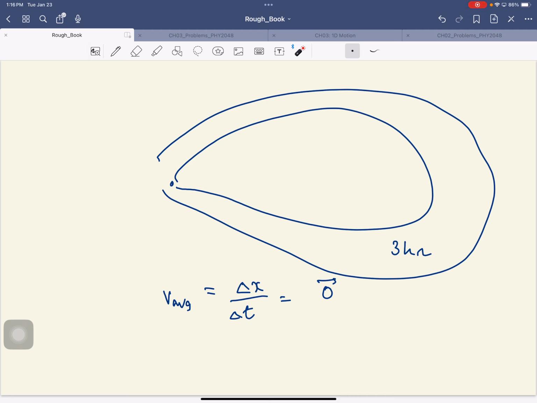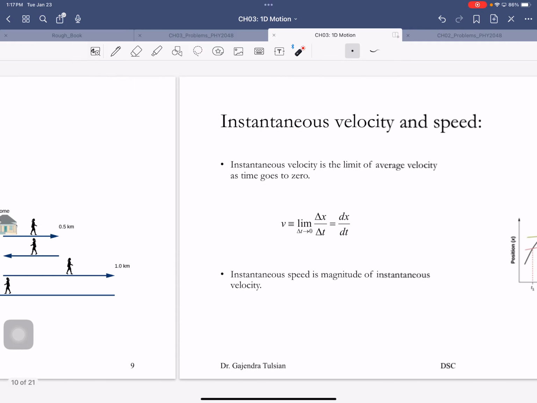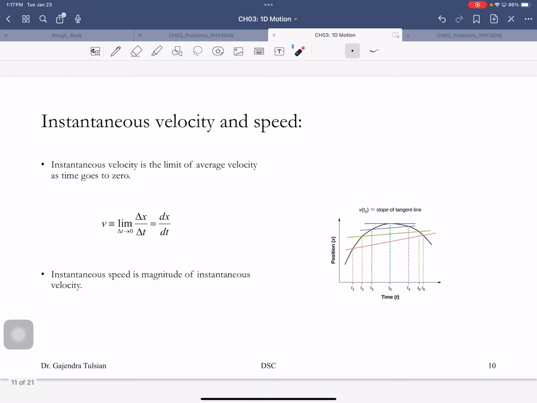We'll define instantaneous velocity and instantaneous speed, and those will be related. Instantaneous speed is the speed that you read on your speedometer when you're driving. And that will be the magnitude of the velocity. So average speed and average velocity are not related.